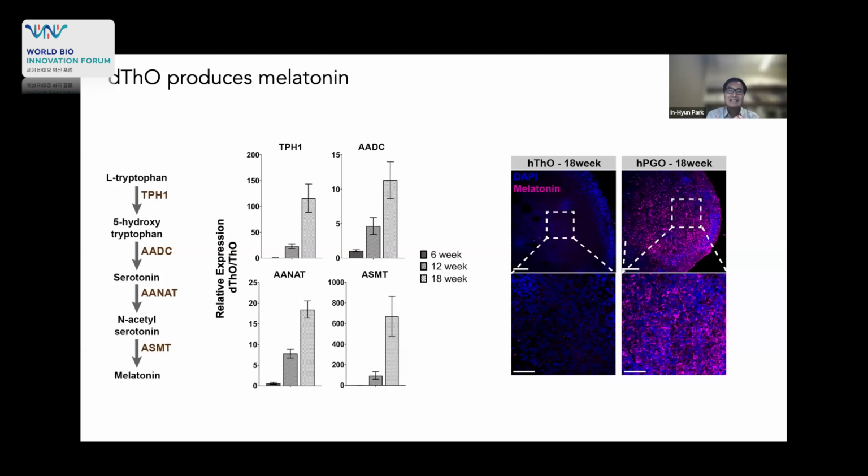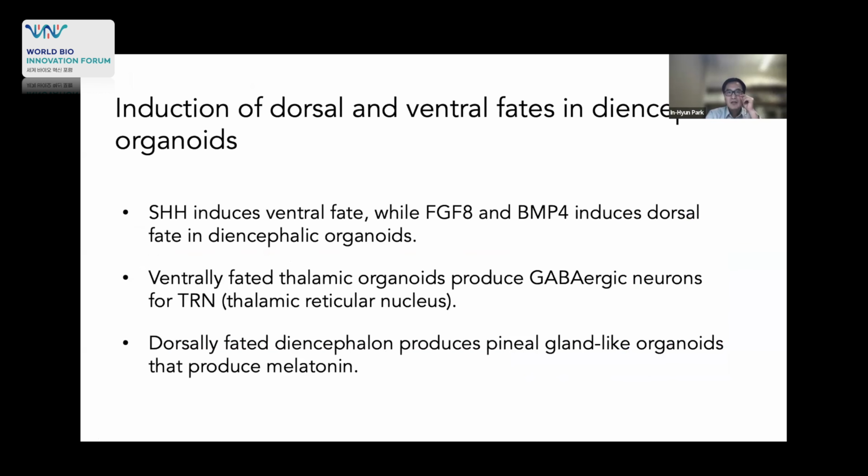So right now we rename this dorsal thalamic organoid as a pineal gland organoid, and we're looking at the function of this pineal gland organoid in vitro and in vivo by transplanting the pinealocyte as well as the pineal gland organoid into the animal brain.